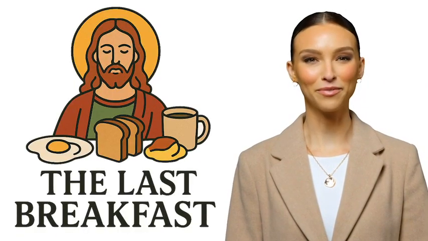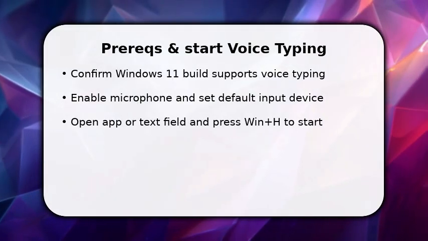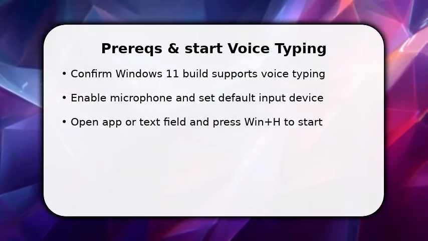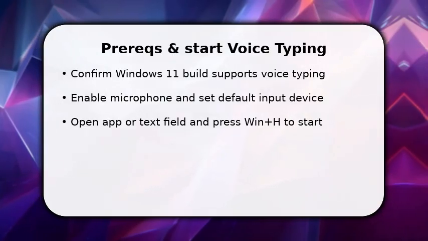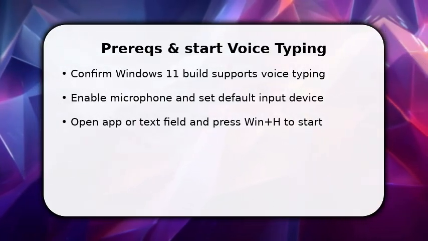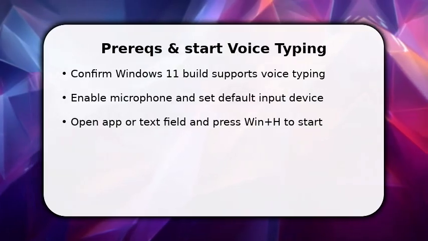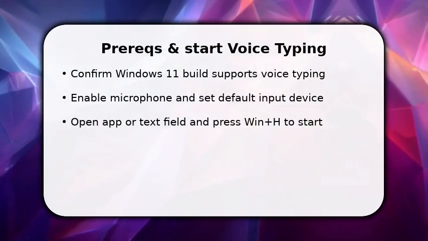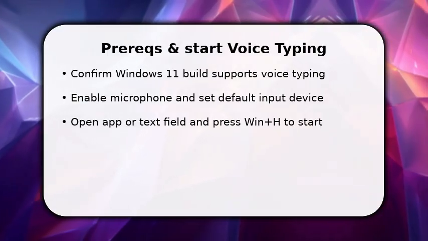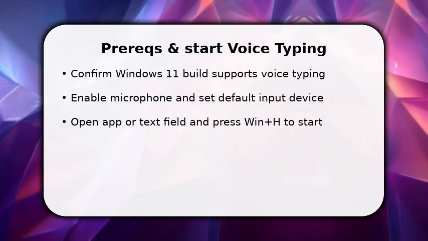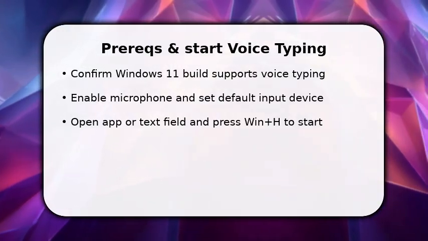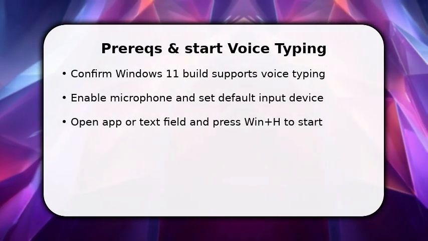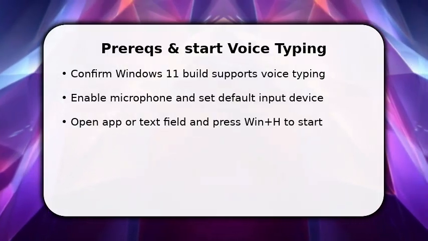Please enjoy the video. You'll need a functioning mic and Windows 11 build that includes voice typing. Once that's ready, set your mic as the default input. Open the document or text field where you want to type, then press Win+H to summon the voice typing toolbar. Make sure your mic permission is granted in Settings, and choose the correct language from the toolbar. Once done, position the cursor where text should appear and speak naturally so Windows captures punctuation and pauses.